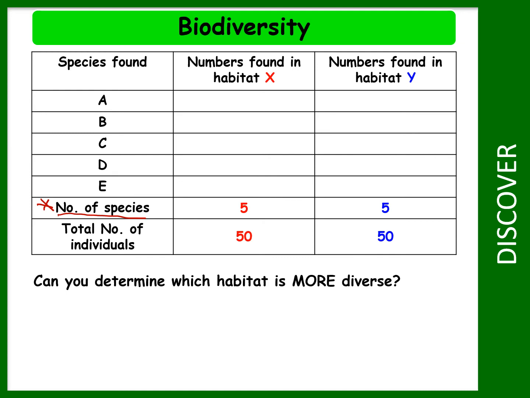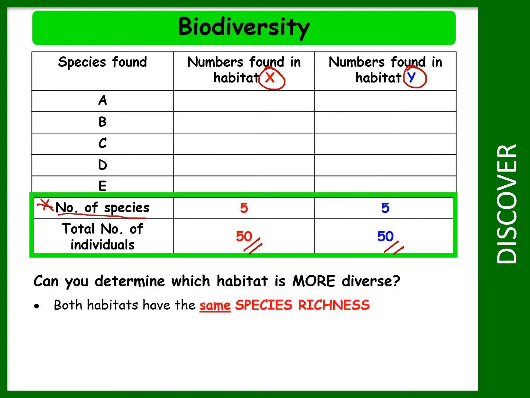Now, if we had a look at these 2 areas, X and Y, even if we had exactly the same number of individuals of all the different species present, the data looks very, very similar, even though these are two different areas, two different habitats. So the benefit of being able to calculate the index of diversity is it gives us a little bit more information about the distribution of those species and the relative abundance of each of the species.